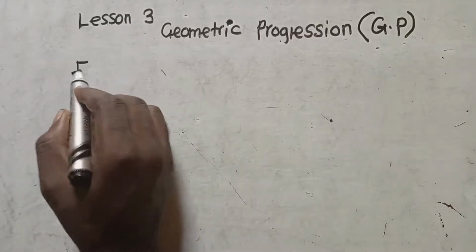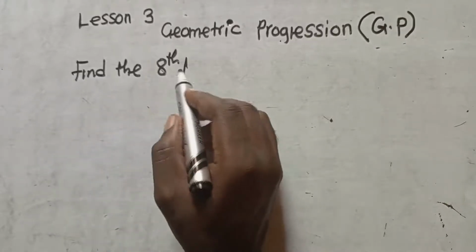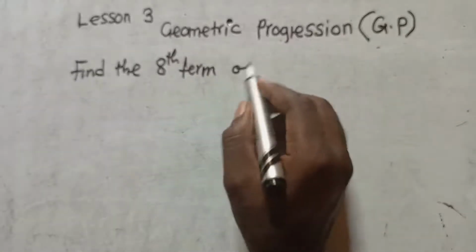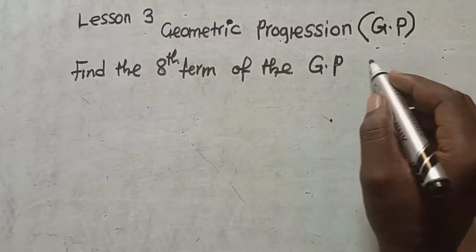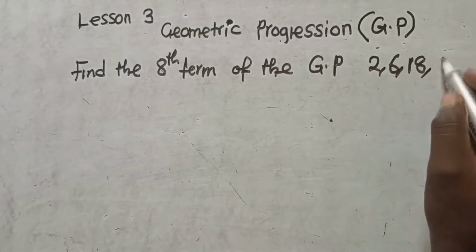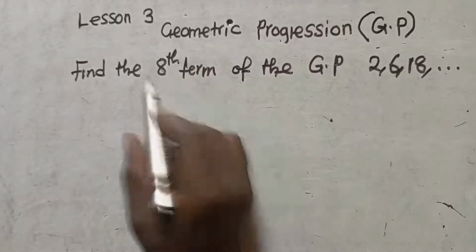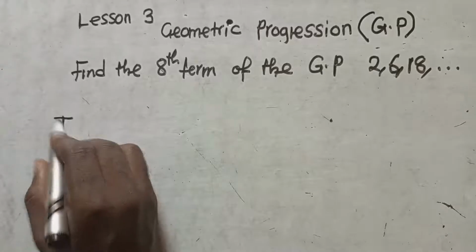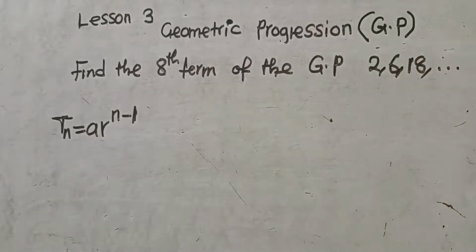The question is saying you are told to find the eighth term of the GP, which is 2, 6, 18, going like this. This is what you are given. To find the eighth term, the formula you are going to use is the formula for the nth term, which is like this. This is a formula you need to understand.